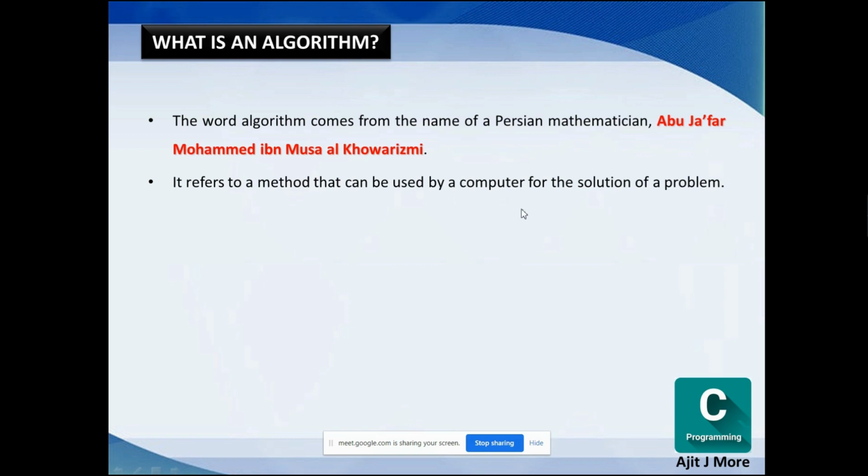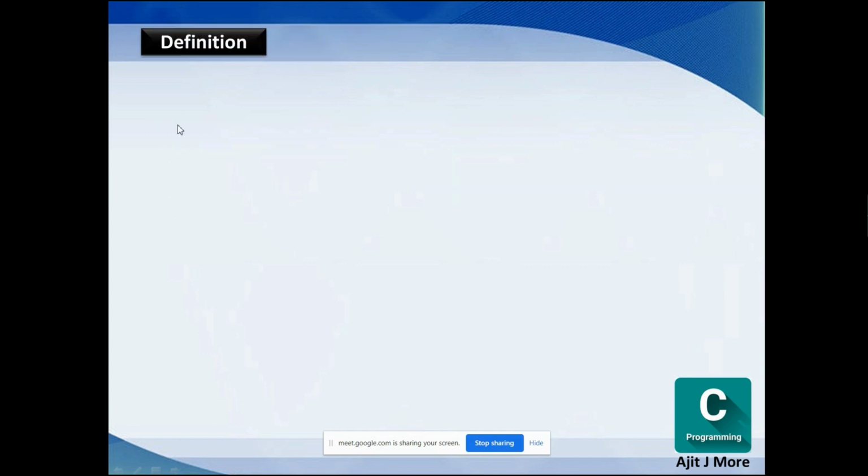We will be using it in solving our computer problems. Okay, I'll give you the systematic definition now. What is an algorithm? You can say an algorithm is a finite sequence of steps.